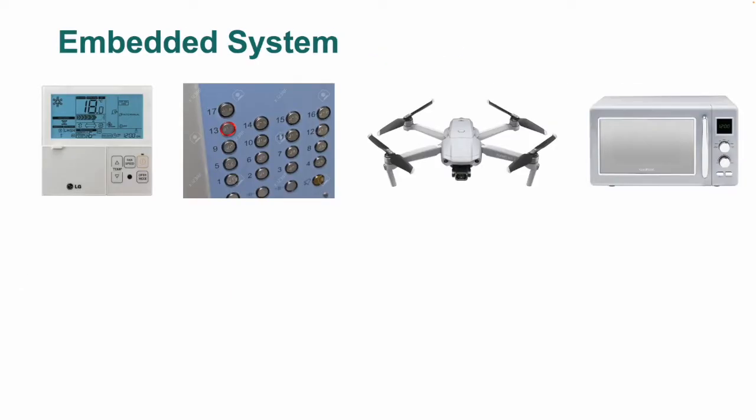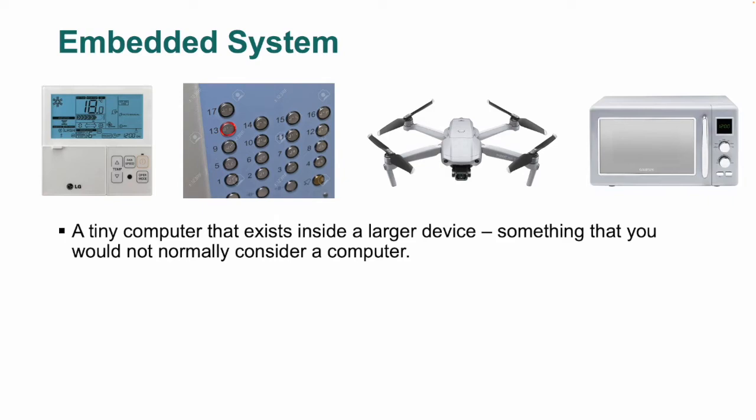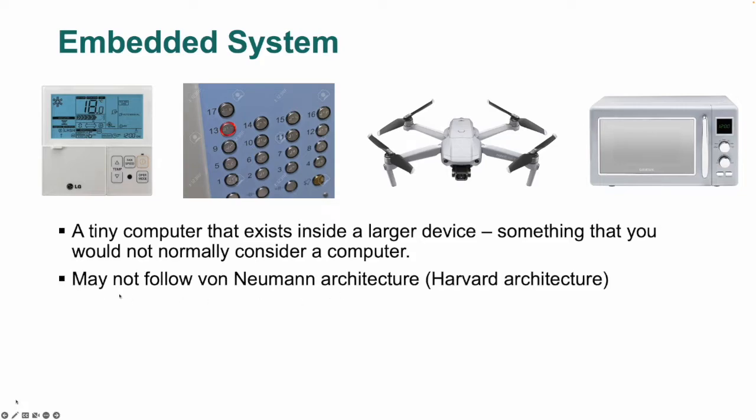The other type that we're going to look at is called an embedded system. You might be a little bit confused if this is your first time hearing about this, but the four things on the screen that you see right now, air conditioner controller, elevator control panel, a drone, and a microwave, all have computers inside them. But they are not general purpose computers. They are just tiny little computers, and they exist inside a larger device. And it's always something that you would not normally consider to be a full computer, right? Like you would never classify in daily life an elevator panel as a computer. They may not necessarily follow von Neumann architecture. Many of them, in fact most of them, may use a different one called Harvard. You don't need to know about that.